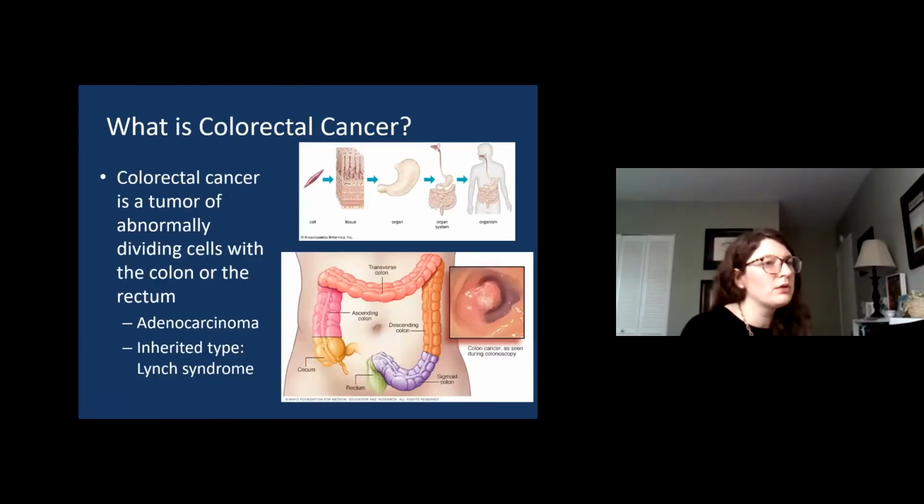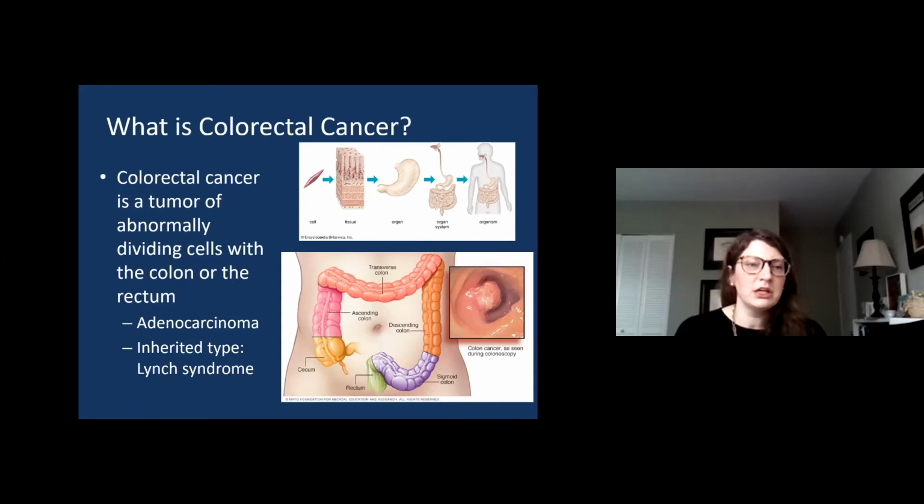And so what is a colorectal cancer? Colorectal cancer forms in the colon, which is the last part of the GI tract. It's attached to the small intestine and goes from the cecum, which is attached to the small intestine, all the way through the rectum. And a colon cancer forms in the cells, mainly in the lining of the colon. And there can be an inherited type of colon cancer called Lynch syndrome.